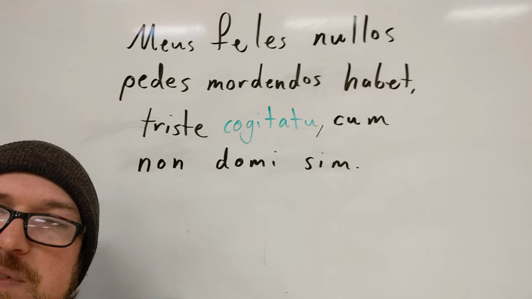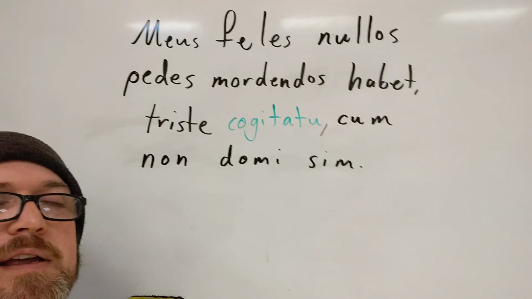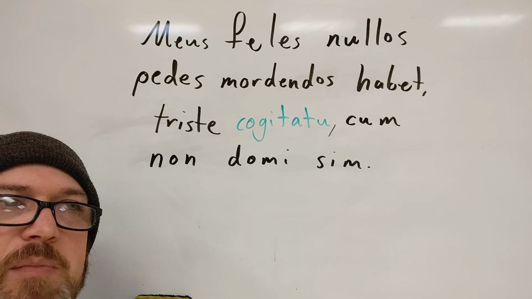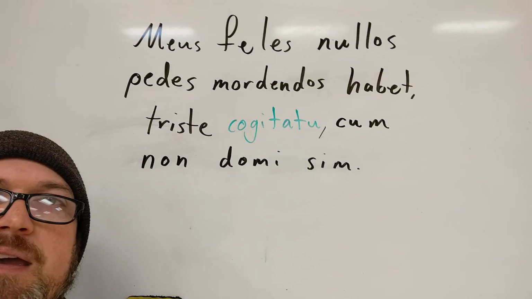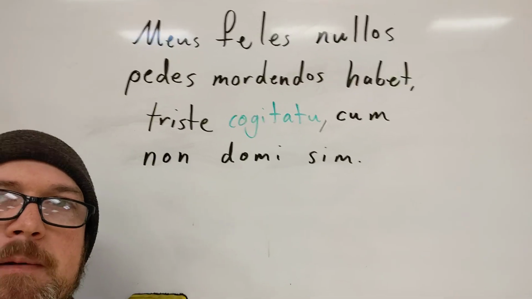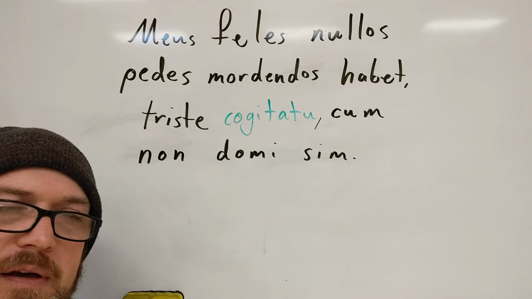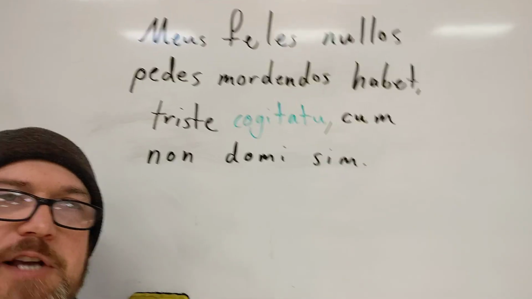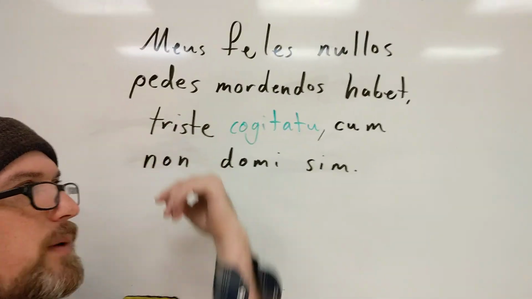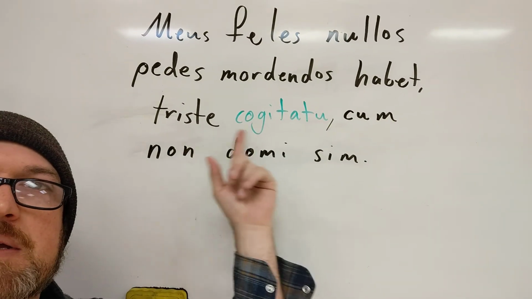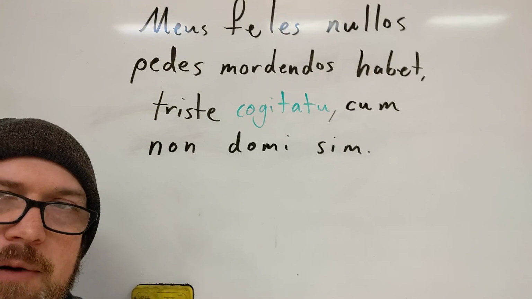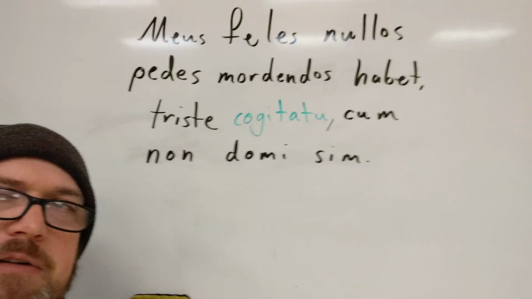Triste cogitatu, sad to think, right? It's kind of just this interjection. I think the most common one I've seen in the past is mirabile dictu, wonderful to say, or amazing to say. This is the kind of feeling interjection that they love to do, which is to say that this situation that I'm describing is sad in thinking about it. It's your ablative of specification there. How is it sad? It's sad in thinking about it, or when you think about it.